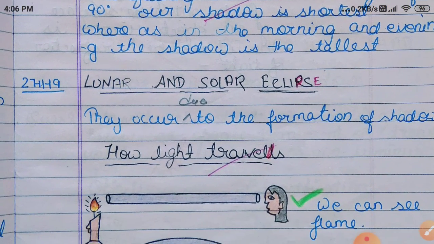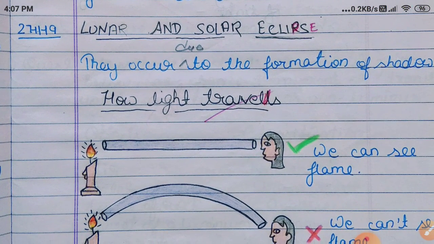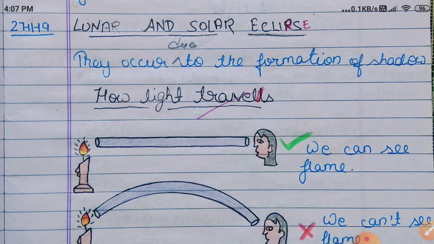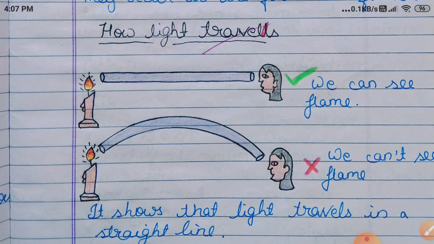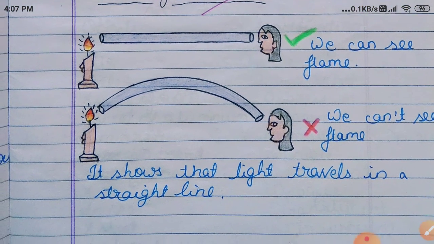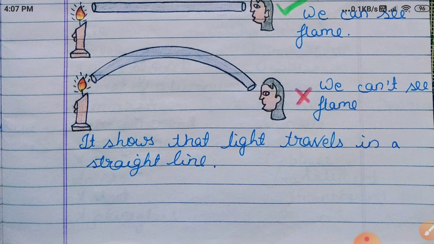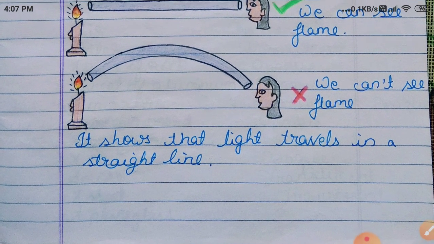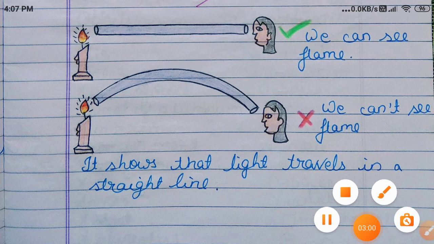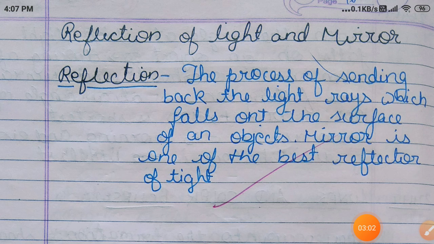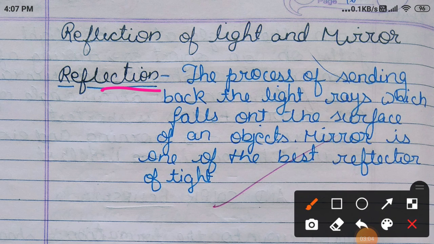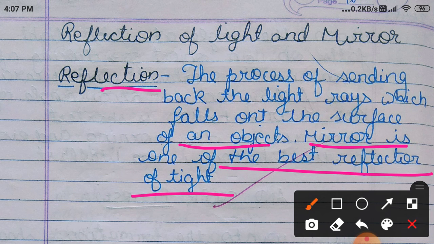Lunar and solar eclipses occur due to the formation of shadows. How light travels: the above picture shows that light travels in a straight line. Reflection of light and mirror: reflection is the process of sending back the light rays which fall on the surface of an object. The mirror is one of the best reflectors of light.